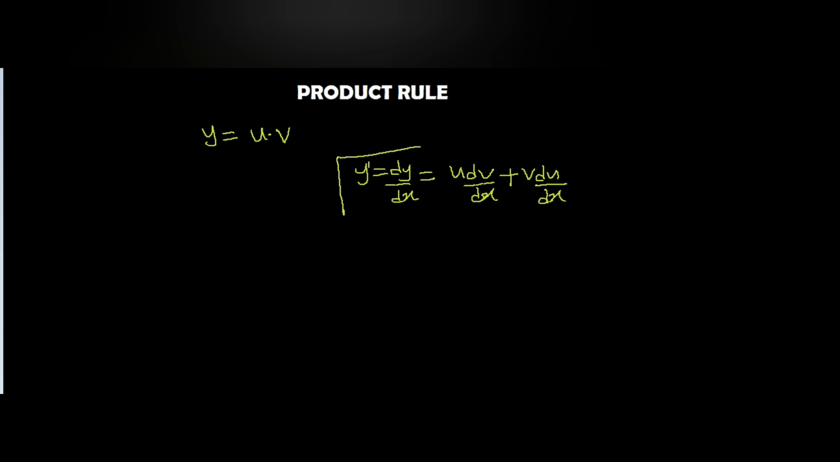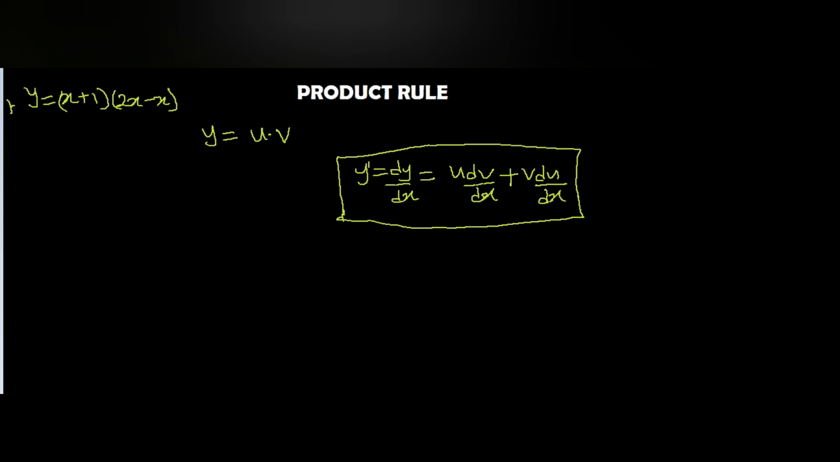This is known as the product rule. Now let's take some examples on this rule. Let's say you are given a function, example 1, where y is equal to (x plus 1) times (2x minus x). So you are to differentiate this function.